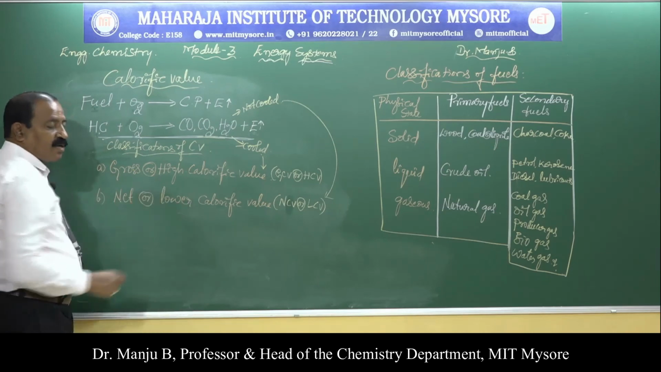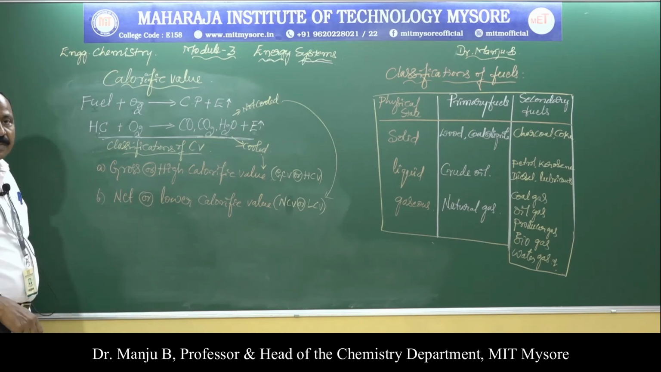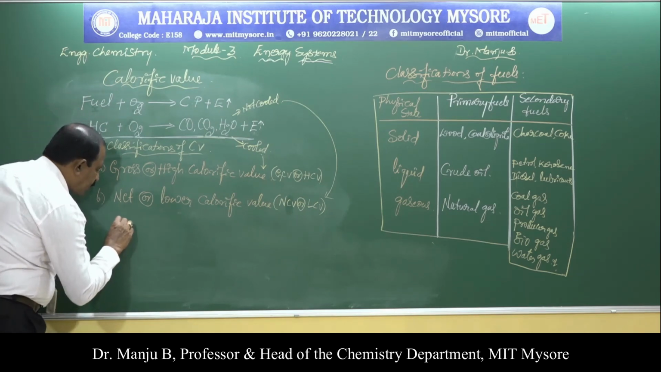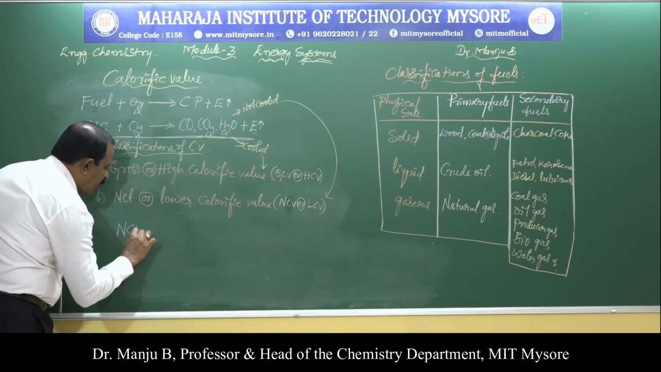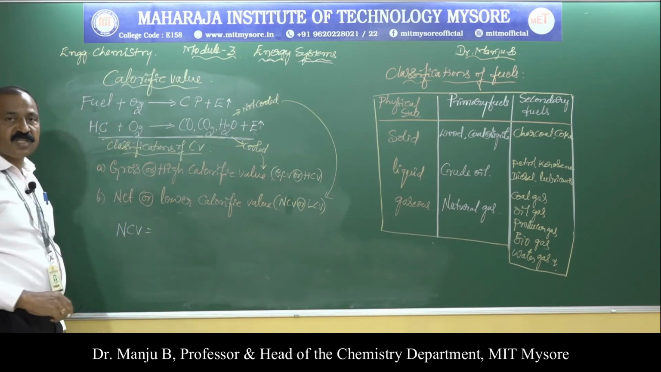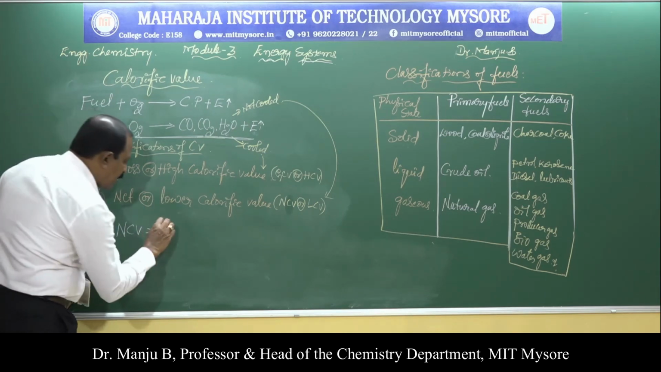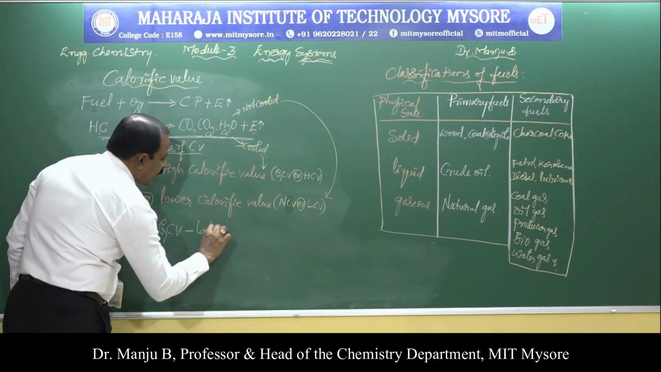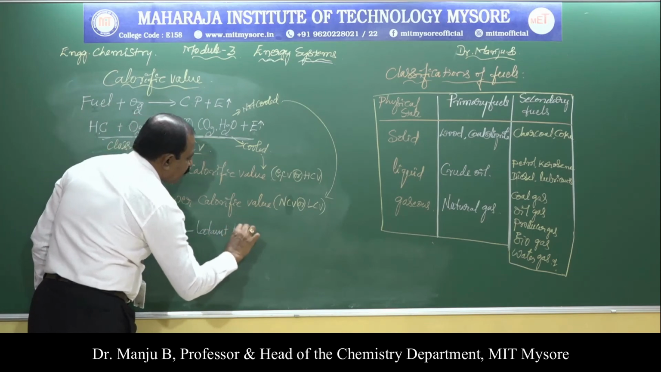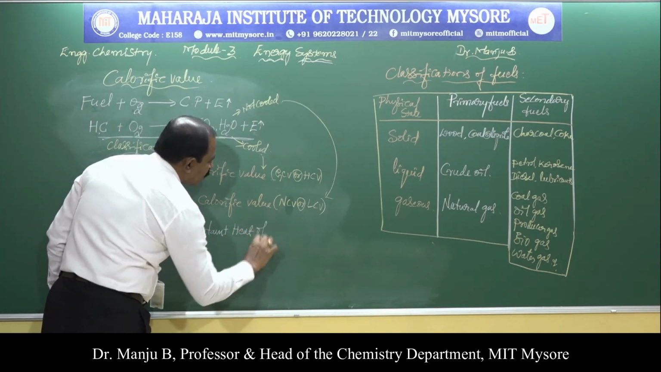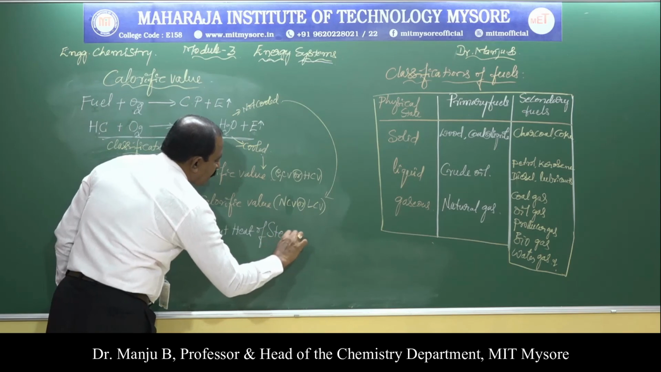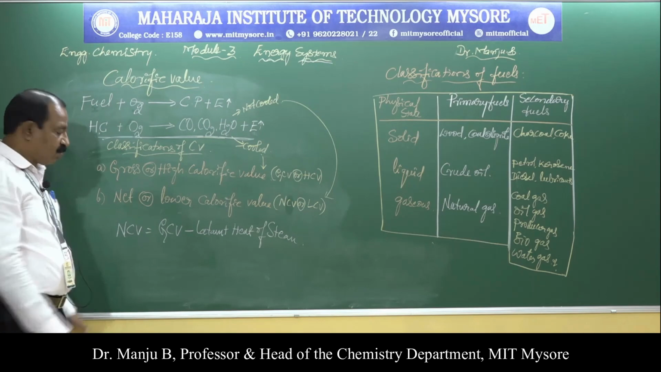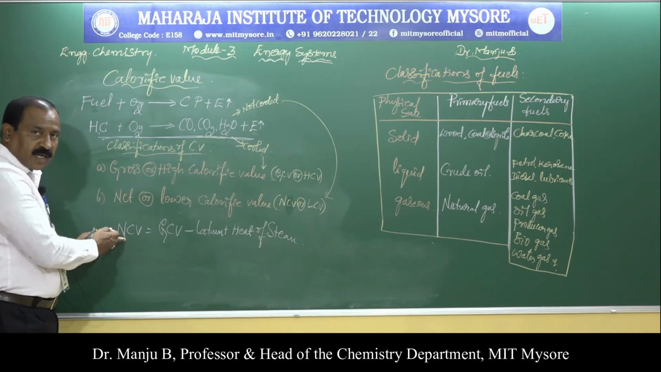The lower calorific value can easily be calculated by using a mathematical equation. What is that equation? Net calorific value, NCV, can be calculated as the gross calorific value GCV minus the latent heat of steam. You subtract the steam energy from the gross calorific value, and then it becomes the net calorific value.